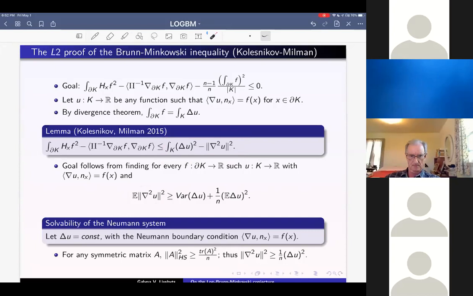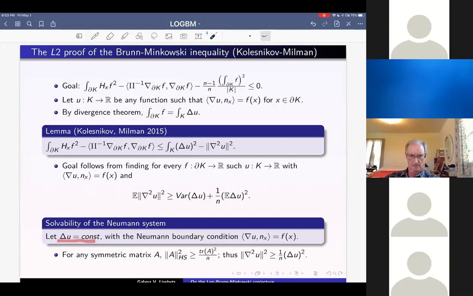The variance comes from squaring of the Laplacian here and taking the square of the Laplacian there. That is bigger than the variance of the integral of the Laplacian plus 1 over n times the expected value of the Laplacian squared. And this 1 over n comes from this (n minus 1) over n factor here. And it turns out that actually this is always true if we let u be such that its Laplacian squared.